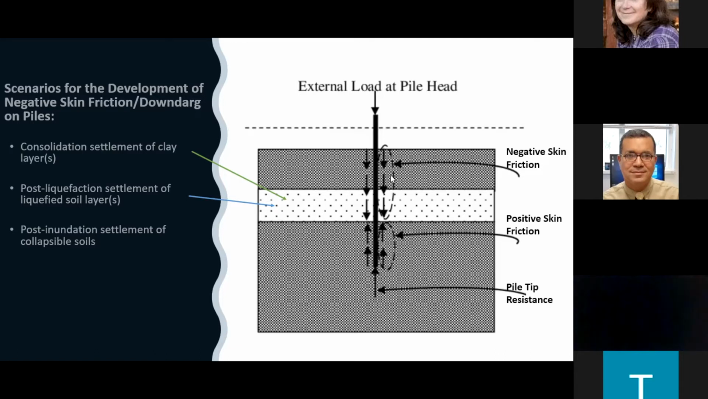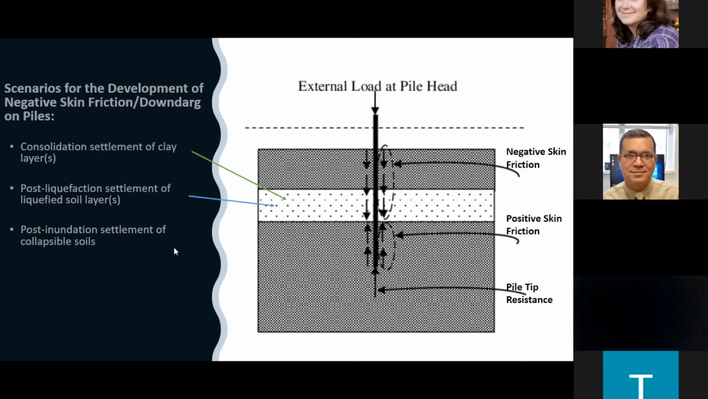Wow. And you can see here that we have two types of skin friction. Negative skin friction for the part of the soil layer that is settling more than the pile, and positive skin friction for the lower layer where the pile is settling more than the soil, which is the normal one. This is the resisting one.